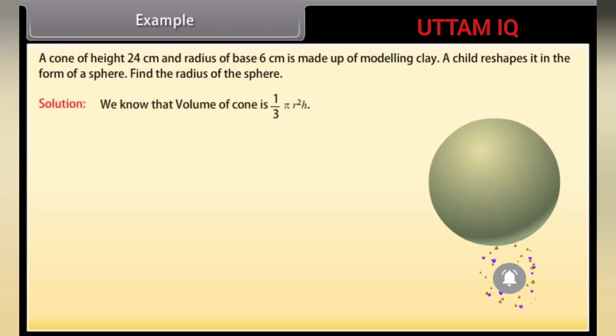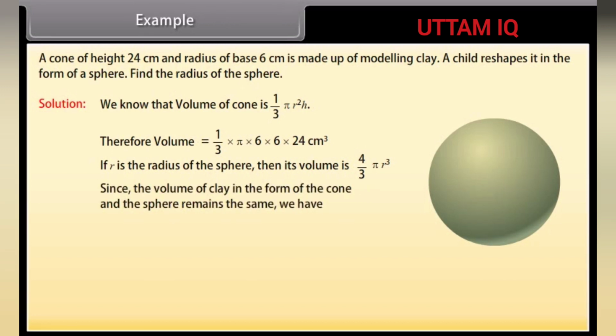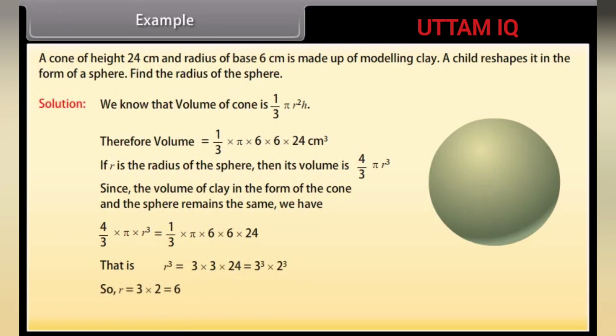Solution. We know that volume of cone is 1 by 3 pi r square h, which is equal to 1 by 3 into pi into 6 into 6 into 24 cm cube. If r is the radius of the sphere, then its volume is 4 upon 3 pi r cube. Since the volume of clay in the form of cone and the sphere remains the same, we have, that is, so r is equal to 3 into 2 is equal to 6. Therefore, the radius of the sphere is 6 cm.